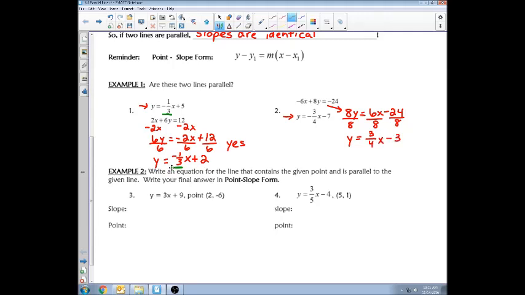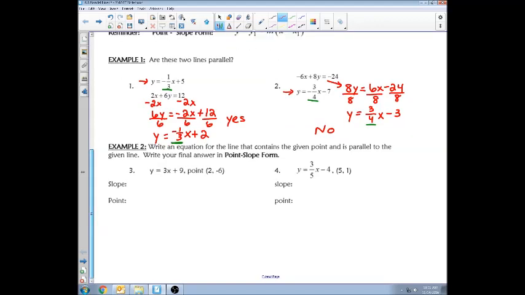Are these slopes identical? This is positive 3 over 4. This is negative 3 over 4. They are not identical because the original slope-intercept form line was negative. Our new slope-intercept form line was positive. So they would not be identical. They would end up crossing at some point. Okay?